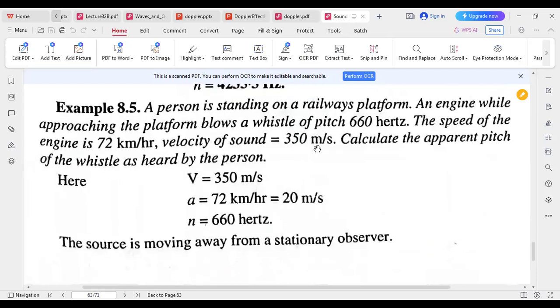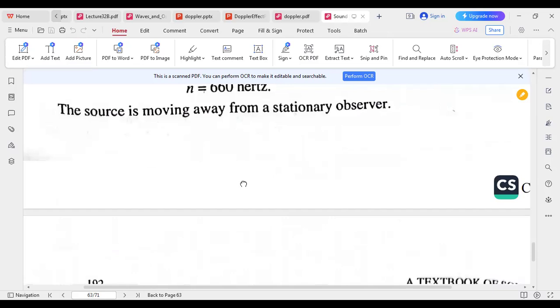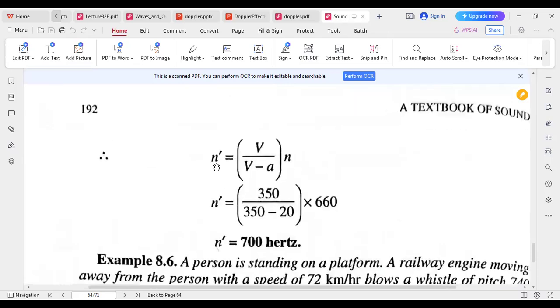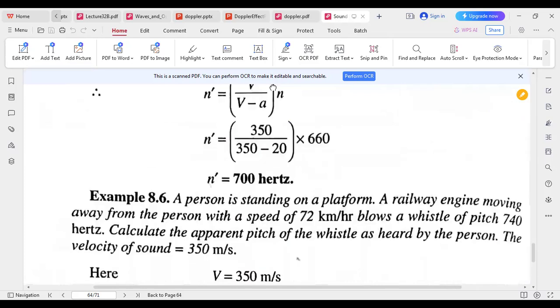Another example: a person is standing on a railway platform. An engine, while approaching the platform, blows a whistle of pitch 660 hertz. The speed of the engine is 72 km per hour. Velocity of sound is 350 meter per second. Calculate the apparent pitch of the whistle as heard by the person. Velocity would be this, and a equals 20 meter per second. So the source is moving towards a stationary observer, we must know about this. Apparent pitch will be b divided by b minus a into n, just putting all the values.